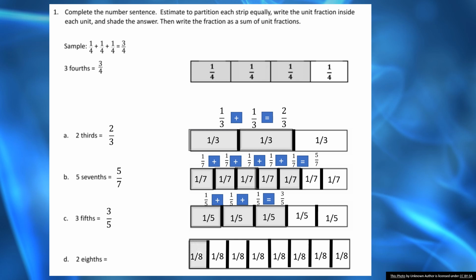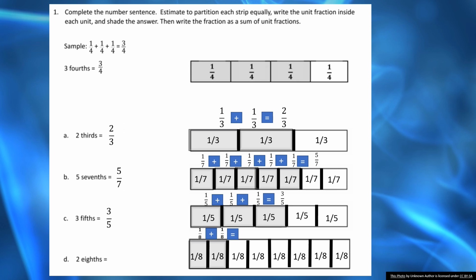Now that you have your unit fractions of 1/8 written into each section, it tells us that we need to shade in 2/8. So how many of these eighths do we need to shade in? That's right, 2. So we're going to shade in 1, 2. We shaded in 2/8. Now we have to write the fraction as a sum of unit fractions. Sum means we have to add it, okay? So let's go ahead and add our 1/8 together that we shaded to equal 2/8.